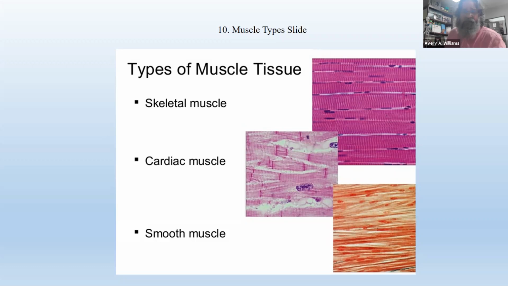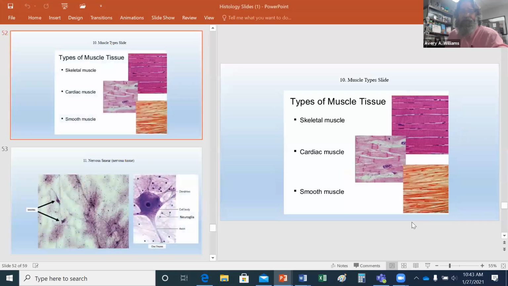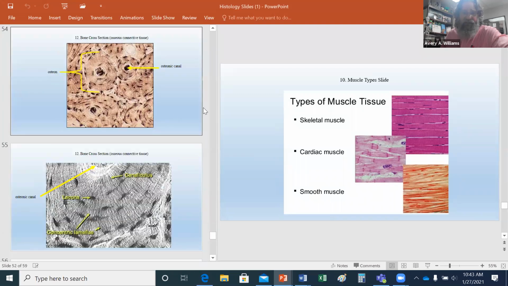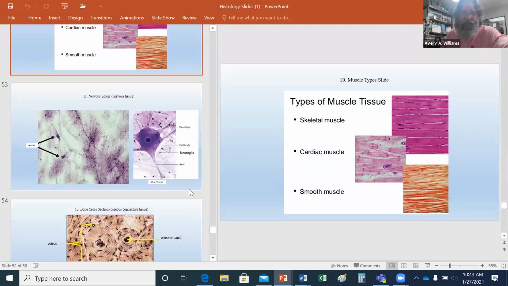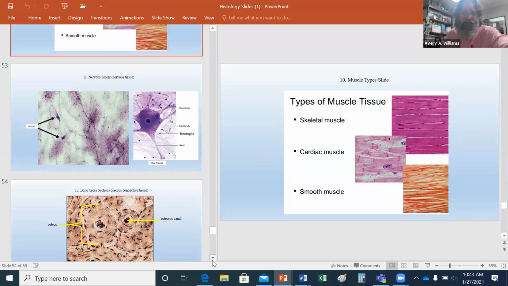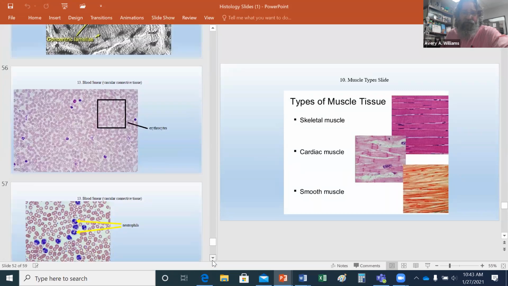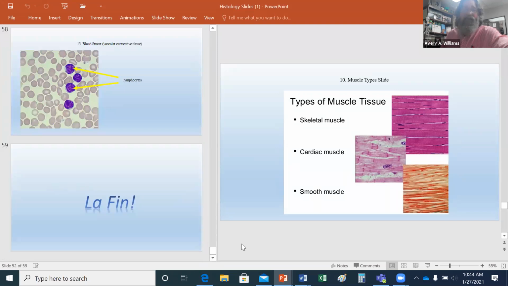So there's muscle types. Let's see where we are. Muscle, there's not much left. Muscle types, nervous tissue, the bone, and then blood. And then that's it, la fin. So we're going to do that next week, and have any questions that you may have, or maybe you have some questions right now.